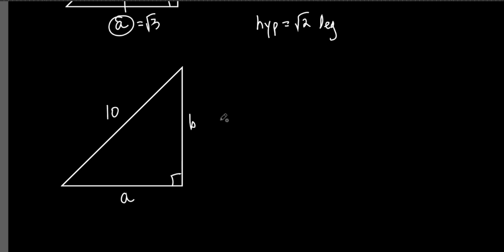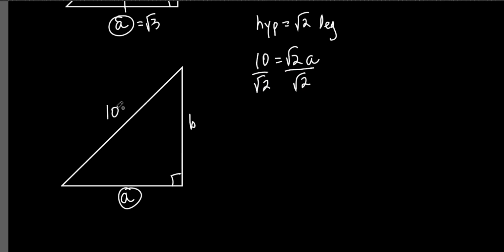So let's put everything we know into this formula. Do I know the hypotenuse? Yeah, it's 10. So I put a 10 right there. Square root of 2, I'll just put right there. Which leg do you want to solve for? Yeah, let's solve for A. Doesn't matter. You can put B in here. It doesn't make any difference. Okay. So what are you going to do to get A by itself? Divide by the square root of 2.